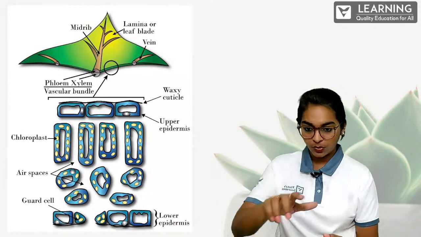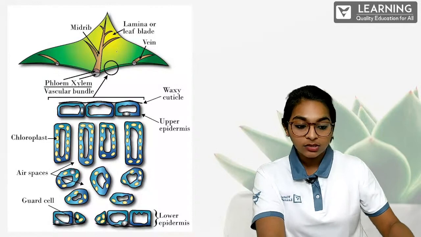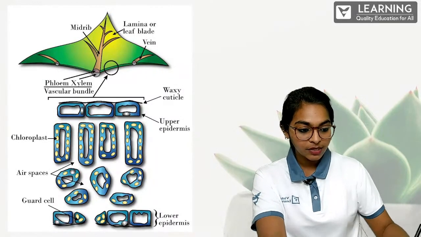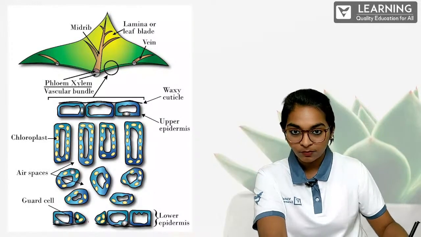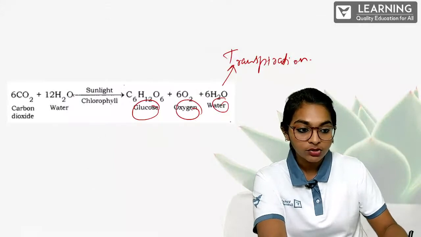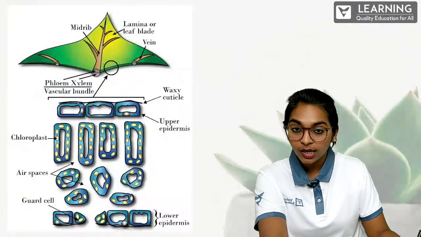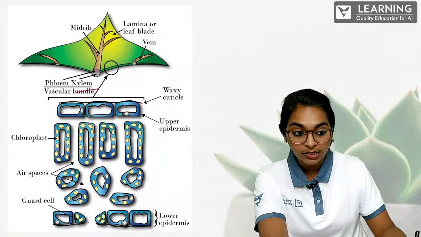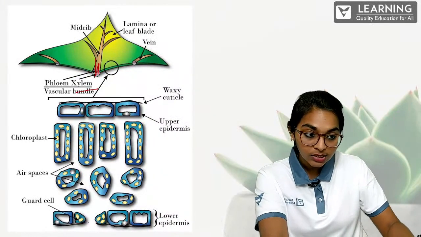So these things you know very well, right? Yes. And this chloroplast, and you also have these air spaces, and here you have this guard cell. Correct? So in this equation, we saw this water. How is the water entering? Water is entering through the xylem cells, which are present here. You can see the midrib, right?